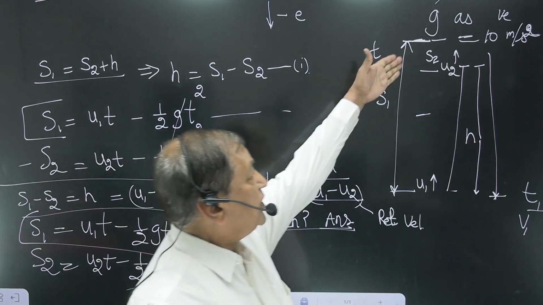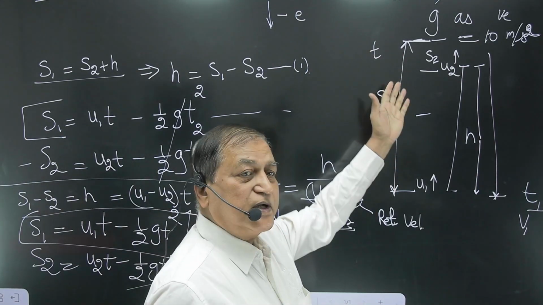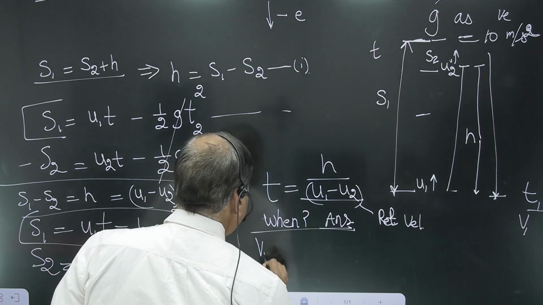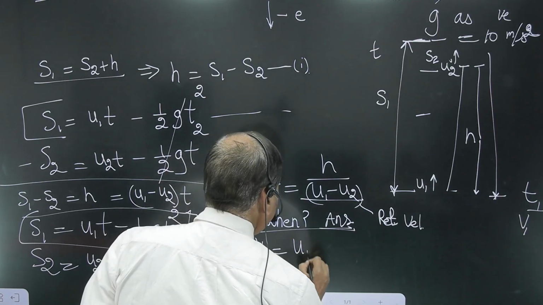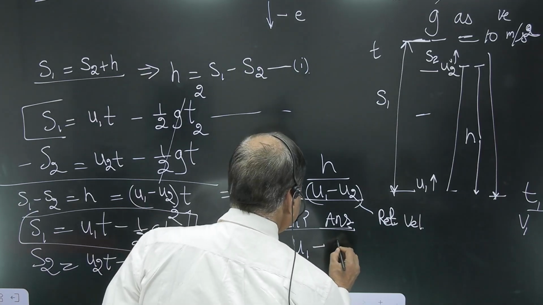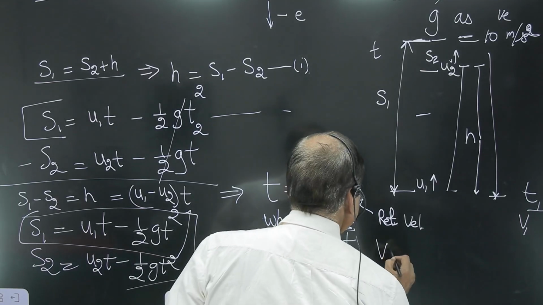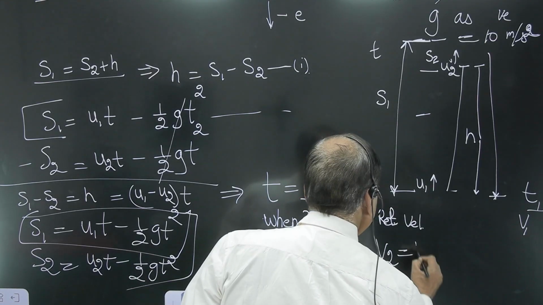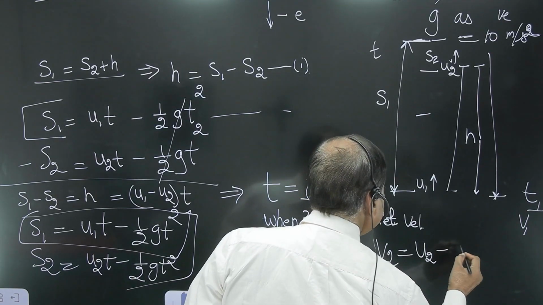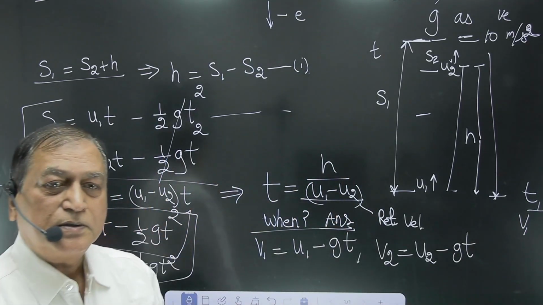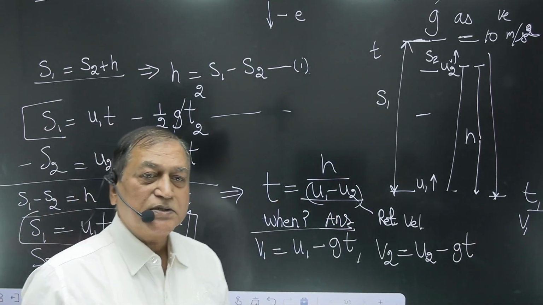So here they meet, and we can calculate S1 or S2, any one of them. V1 will be u1 minus gT, and V2 will be u2 minus gT. So these three questions we have answered.